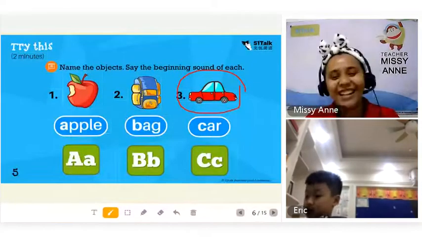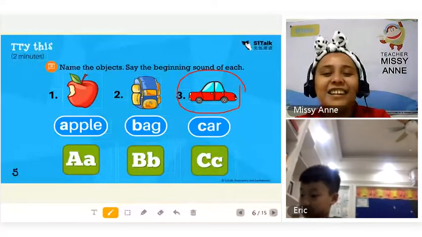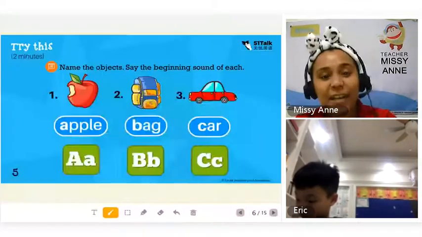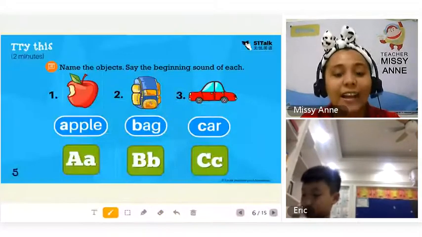Meow. Meow, Eric. Cat. Very good. C is for cat. Good job. Okay, let's make some sentences for apple, bag, and car.